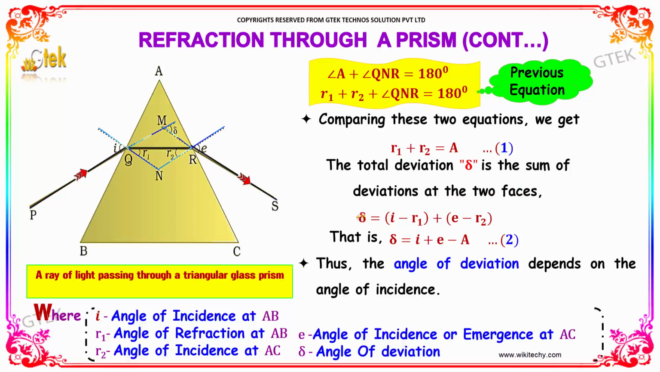We got sigma, or delta, is equal to I minus R1 plus E minus R2. So this is the equation. From there, delta is equal to I plus E minus A, replacing your R1 and R2. Thus, the angle of deviation depends on the angle of incidence.